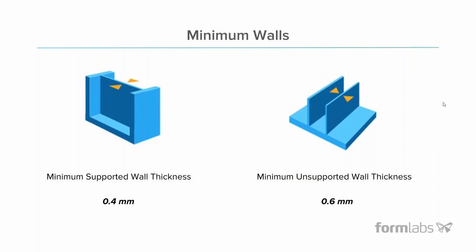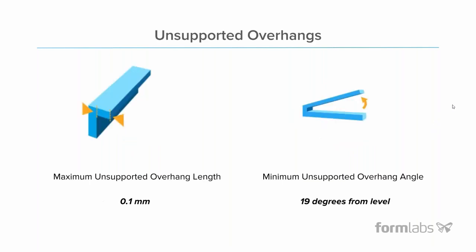So the smallest geometry you can do: minimum supported walls of about 0.4 millimeters or 400 microns. With no support on the sides of the wall, you can do about 600 microns. You can do unsupported overhangs of about 100 microns or so. This is great for fine feature detail on character sculpts or any sort of artistic work where you don't want to add support points under small overhangs. And you can actually print an overhang completely unsupported if it's around 20 degrees.